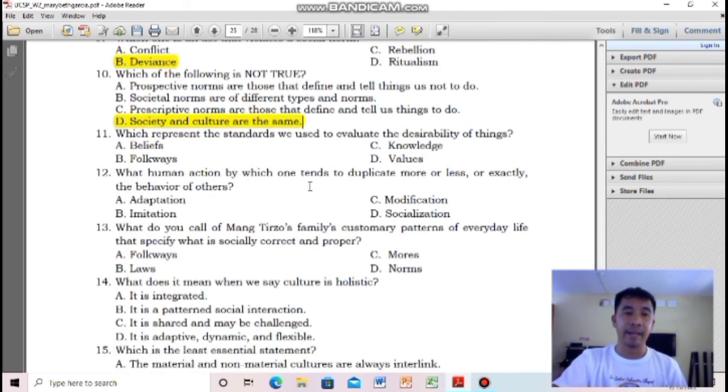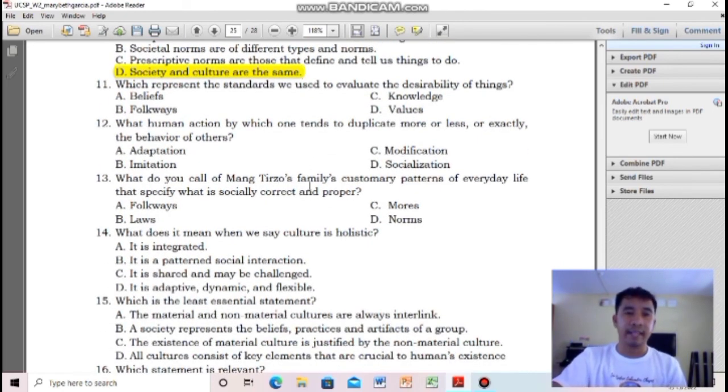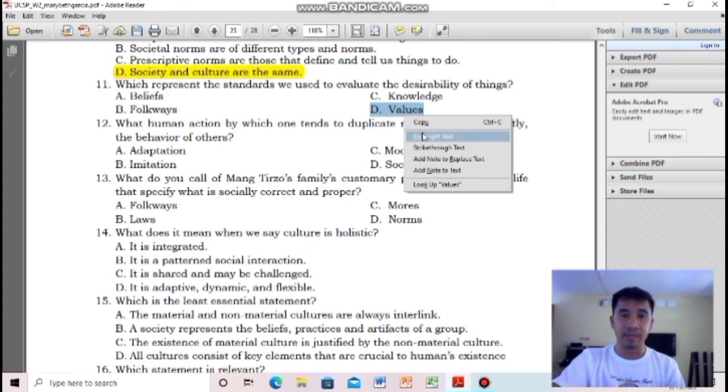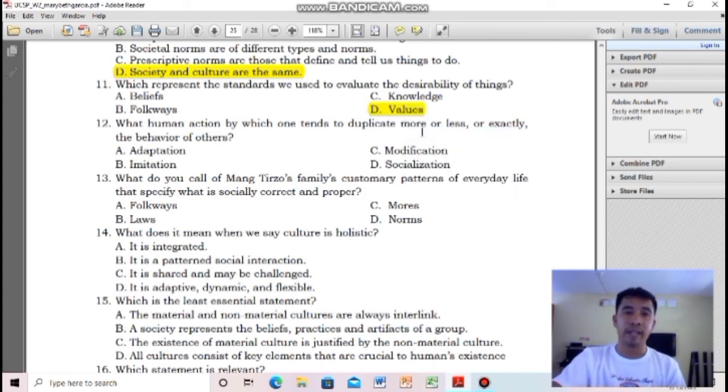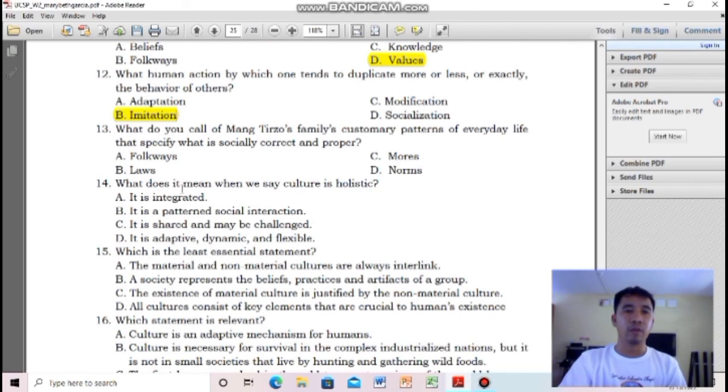Okay. Next, number 11. Which represent the standards we use to evaluate the desirability of things? Number 11, the correct answer is letter D. Letter D, it's values. 11, values. Number 12, what human action by which one tends to duplicate more or less or exactly the behavior of others? Letter B, imitate nimo.